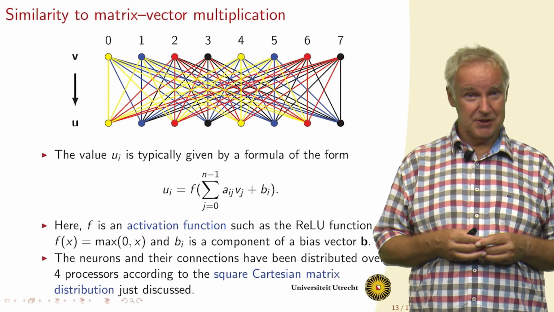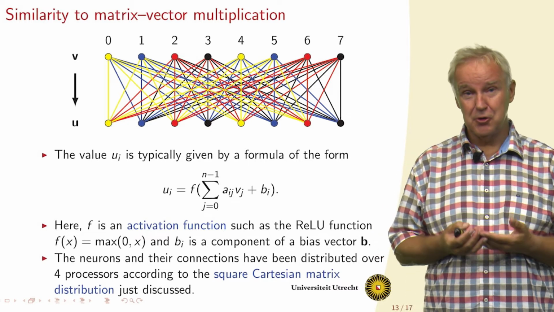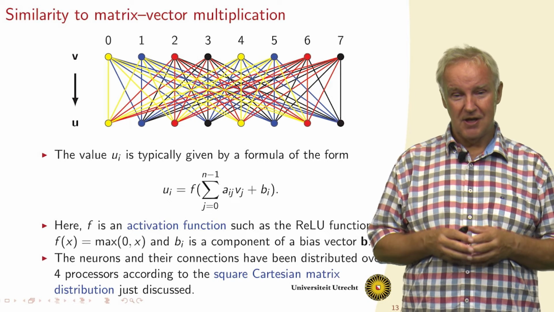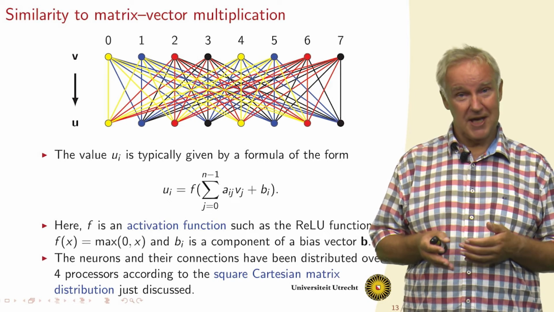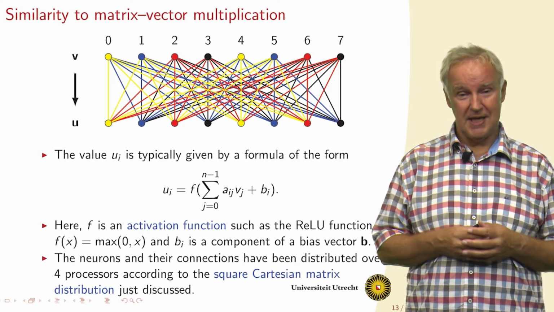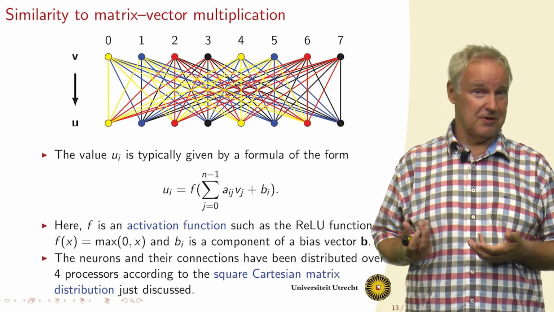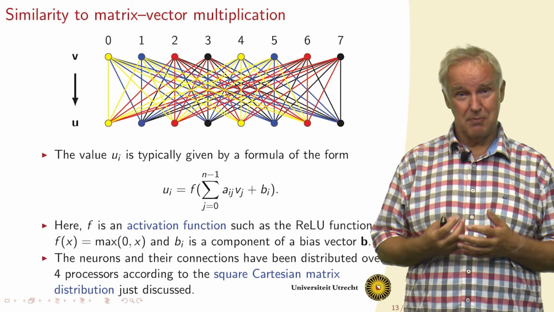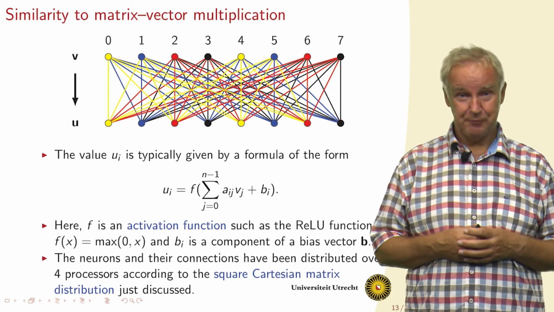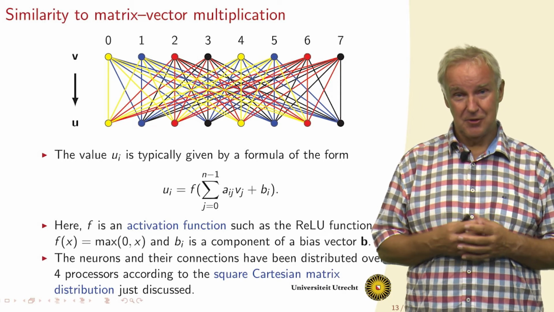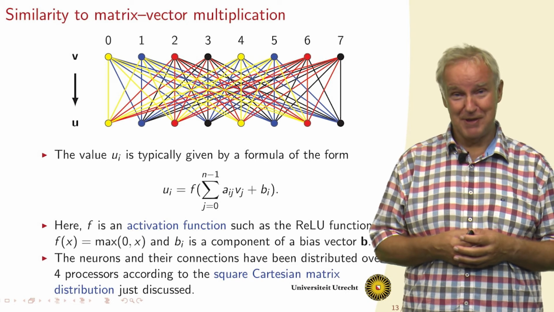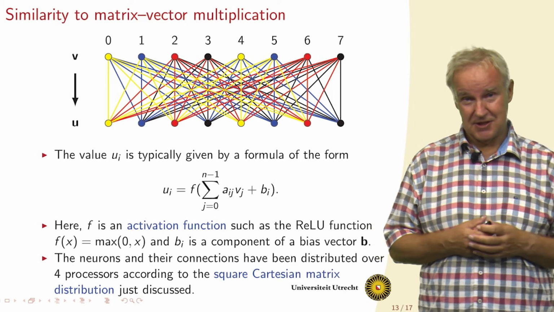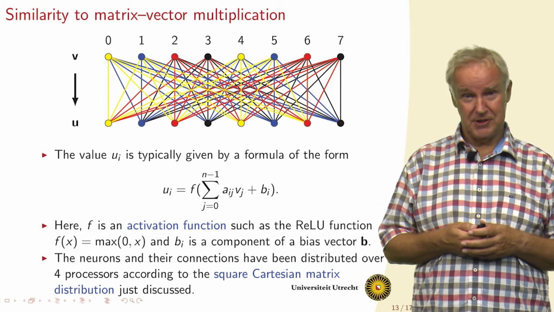And then the computation of ui, so that's the new strength, or the strength in the bottom layer, is a function of the sum of aij vj plus bi. So the bi is called a bias. B is a bias vector, and bi is the bias of the ith neuron. So that's added to the result of a local sparse matrix vector multiplication, and then a function is carried out on the result.